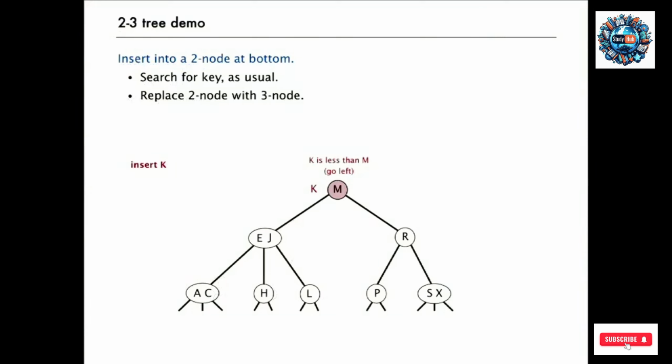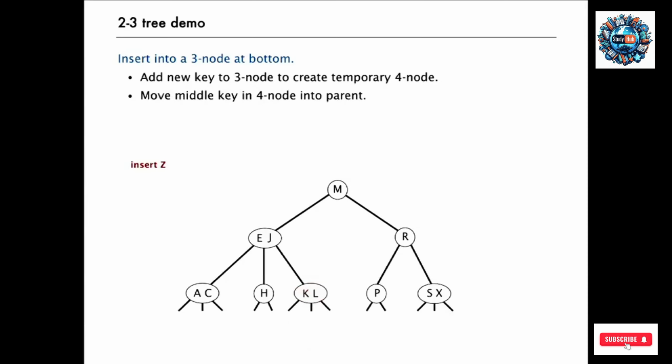K is less than M, so we go left. K is greater than both keys, so we go right. K is less than L, so the search ends at the left link of L. And to perform an insertion, all we need to do is replace that 2 node with the 3 node containing K. Now K is inserted into the 2-3 tree and it satisfies all the rules.